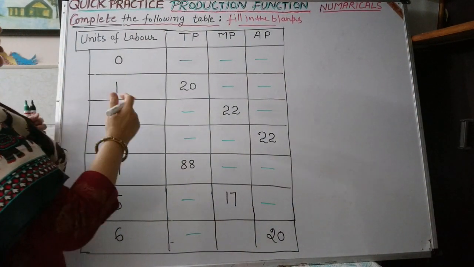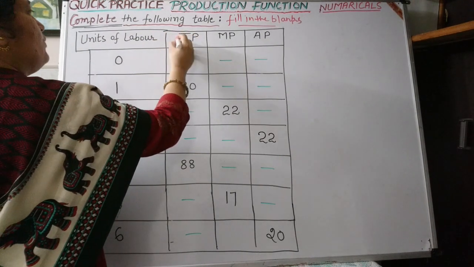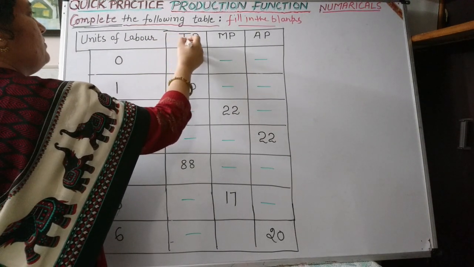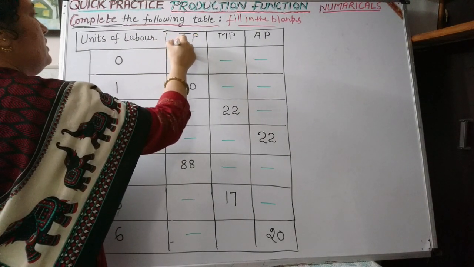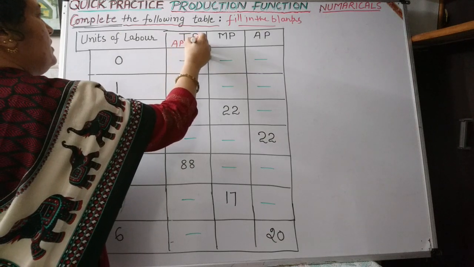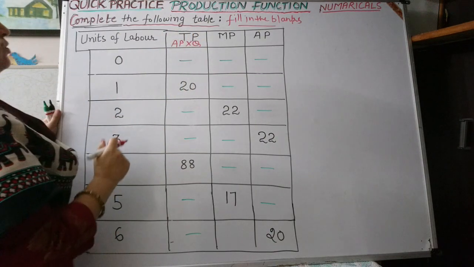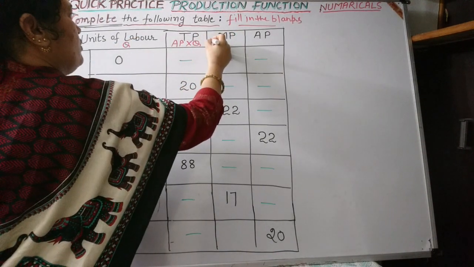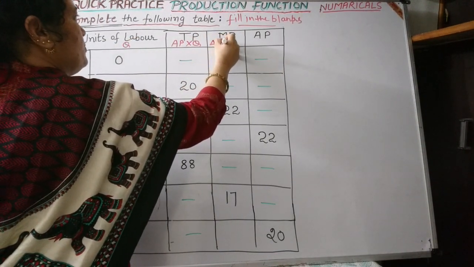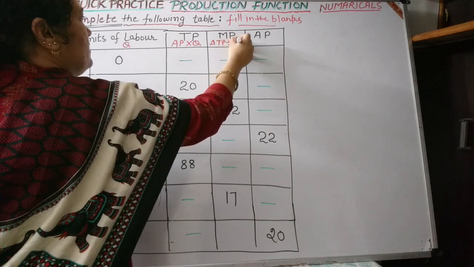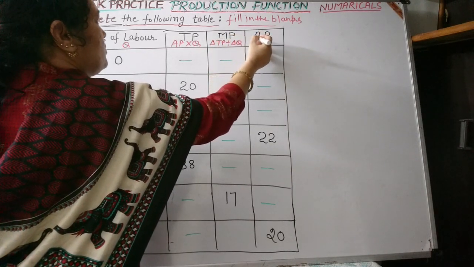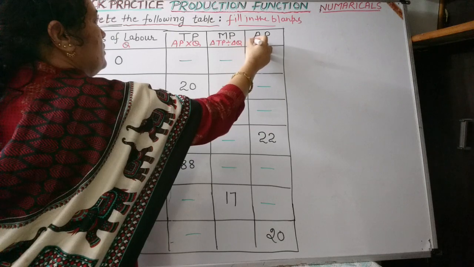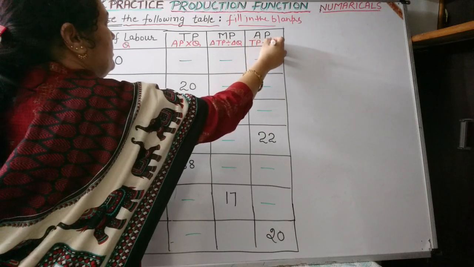So let us first of all write down the formulae we are using. First of all, total production: average production multiplied by quantity will be equivalent to total production. For the calculation of marginal production, change in total production divided by change in quantity, and for the calculation of average production, total production divided by quantity.